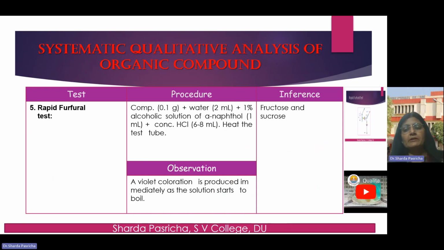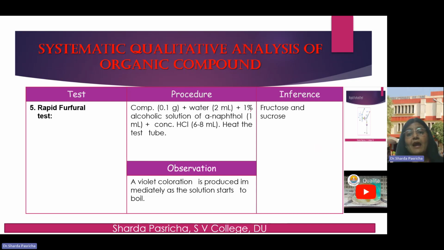Next is the rapid furfural test. Rapid furfural test is actually a special test for those sugars which are existing in the furanose form. So it can actually be used to distinguish between glucose and fructose. You know that fructose exists in the furanose form, whereas glucose in the free form exists mainly in the pyranose form.